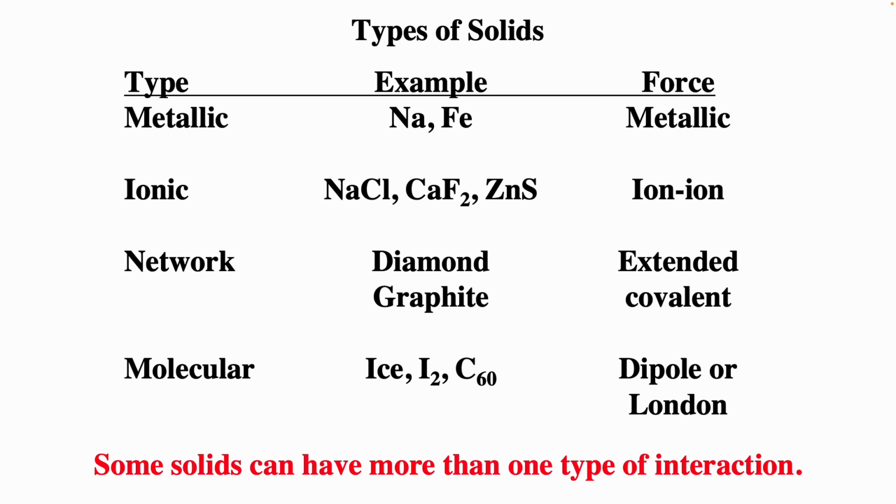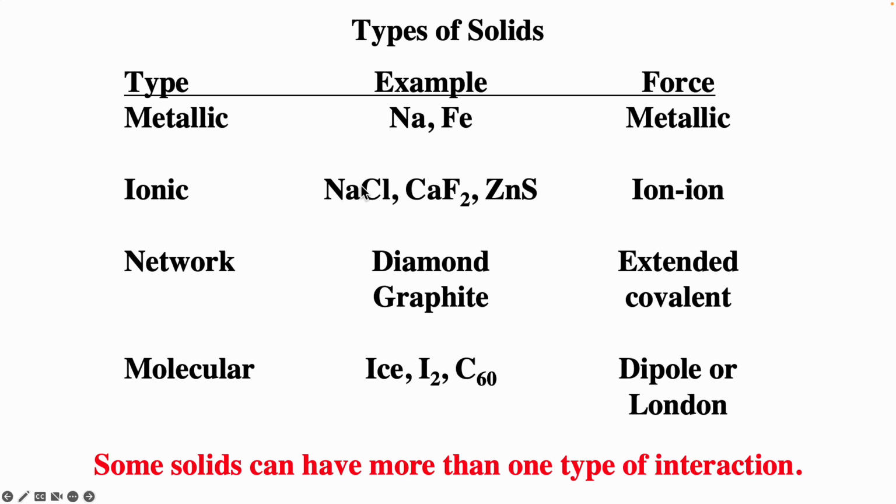And I also should mention that sometimes a solid will have more than one type of interaction that holds it together. So like for glasses, you have covalent bonds, which makes it seem like a network solid, but you also tend to have ions to keep everything charge neutral.